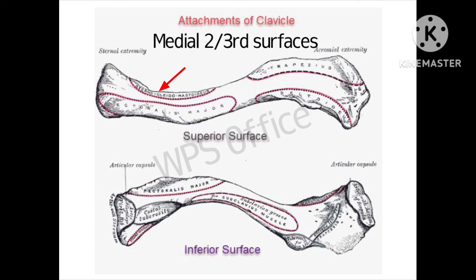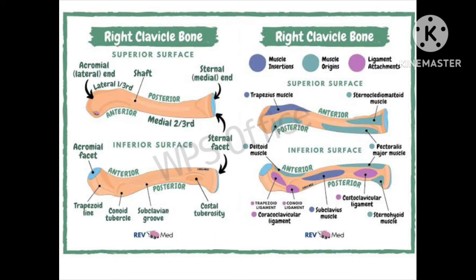The superior surface is smooth and gives attachment to the sternocleidomastoid muscle, while the inferior surface contains the costal tuberosity for the first costal cartilage ligament, the subclavian groove for the subclavius muscle, and the nutrient foramen for the nutrient artery. So these are the muscles which attach on the clavicle. This diagram that I added will clear your concept.